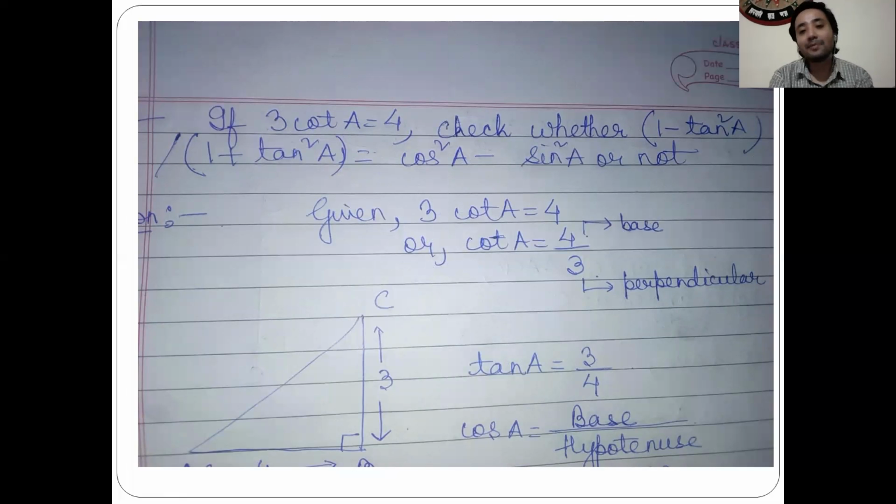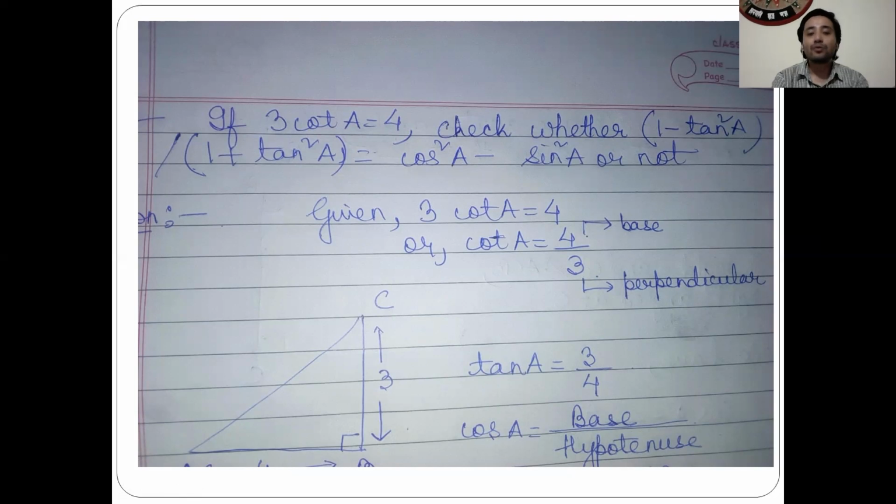Now let us take a little bit tougher problem. Tough in the sense not in terms of concept. We will be using the same concept, but in a different approach. So let us say I'm giving this condition. This question is given. I'm given only that 3 cot A is equal to 4, and I need to check whether (1 minus tan square A) by (1 plus tan square A) is equal to cos square A minus sin square A or not. I just need to verify whether this equation holds or whether it is false.